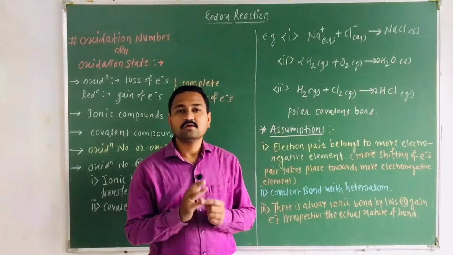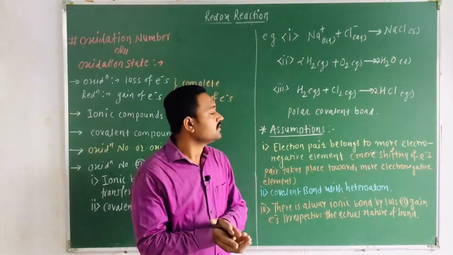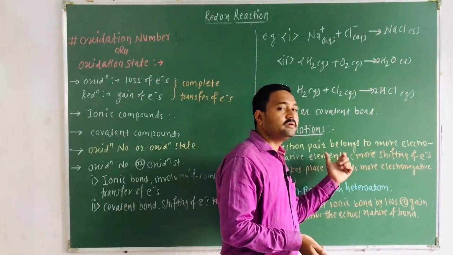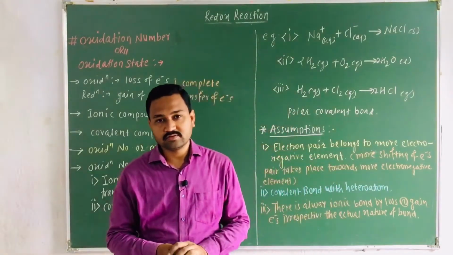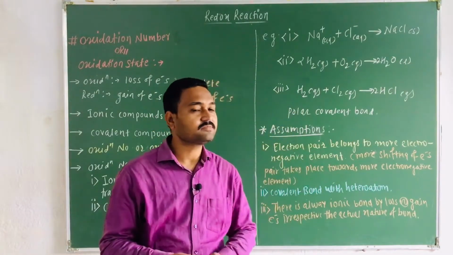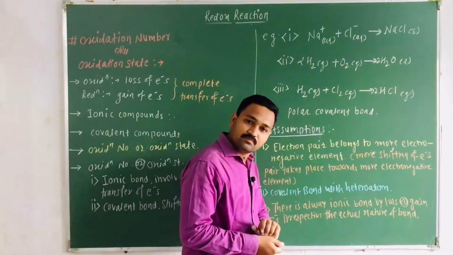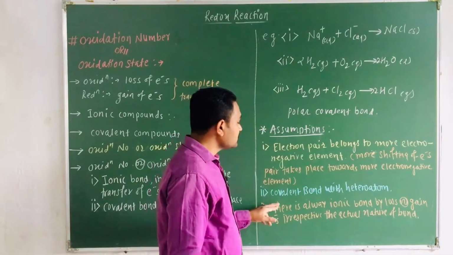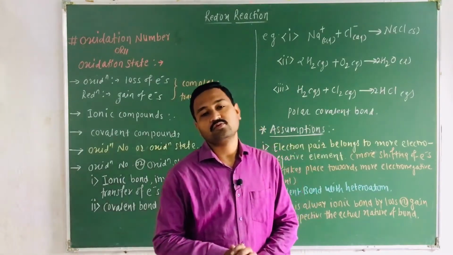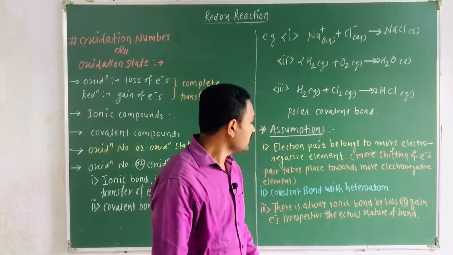So obviously, in short, we will say that the electron pair is contributed by the more electronegative element. That means the transfer of electron takes place by the more electronegative element. The second assumption is that the covalent bond is always with the heteroatom, and the third one is, that means what?